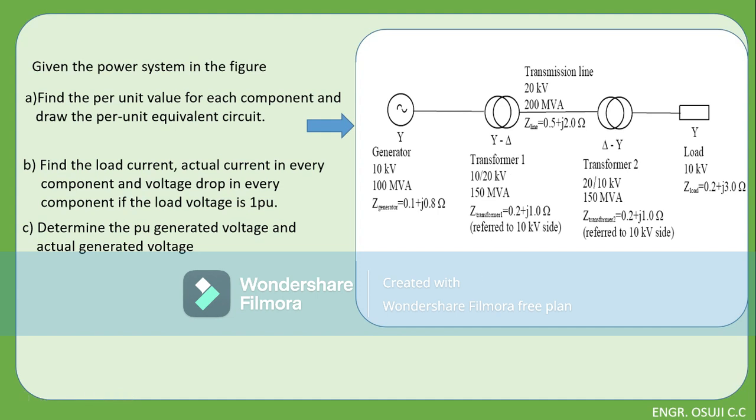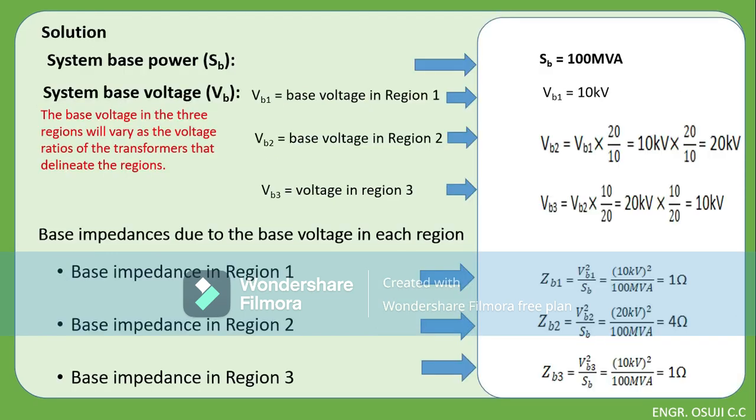Then, having gotten that, we get the base impedances for each of the regions. As the voltage changes, the base impedance also changes, but we have maintained that the power remains the same. So we look for the base impedances of each of those sections. Then, if we have our actual impedance, we compare it with the base impedance so that we can find our per unit value. So now let's get into solving this.